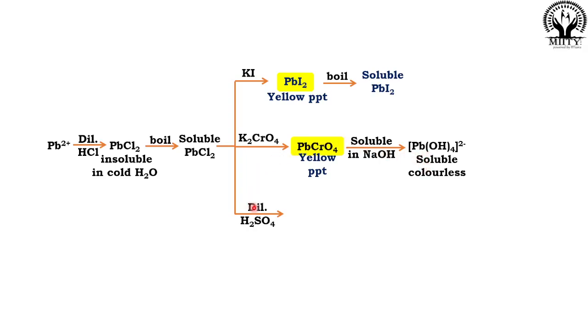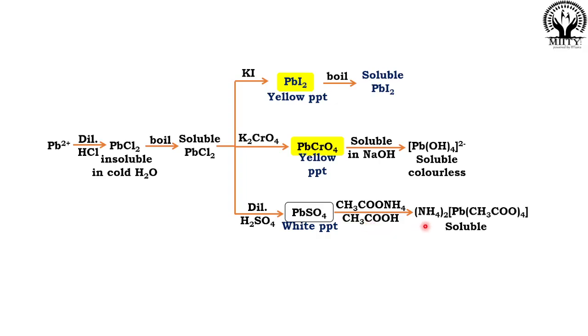To the third part, we add dilute H2SO4 so that it forms white PPT of lead sulfate. And to the white PPT, we add ammonium acetate and a small amount of acetic acid. The small amount of acetic acid promotes the reaction and forms the corresponding ammonium tetraacetoplumbate complex, which is water soluble and colorless.